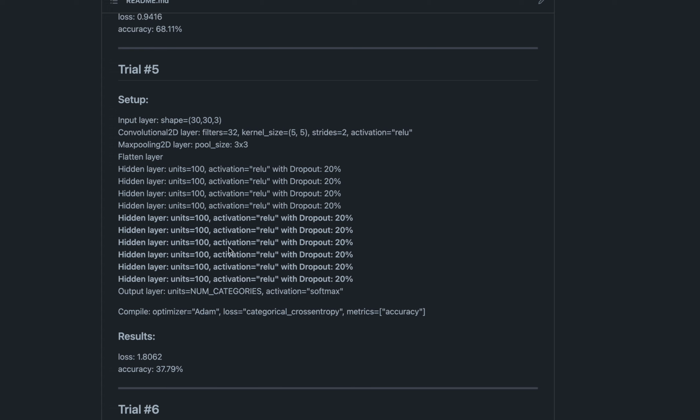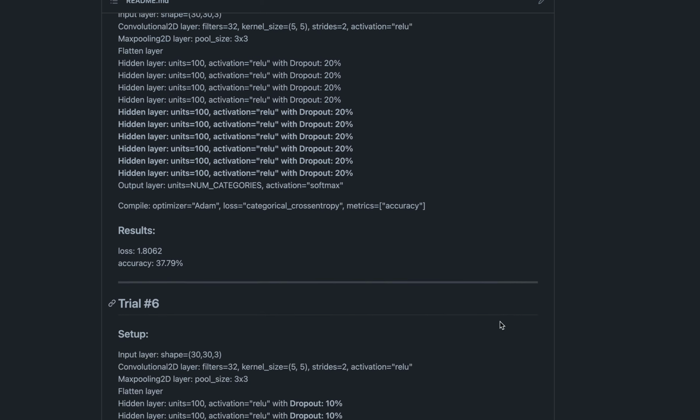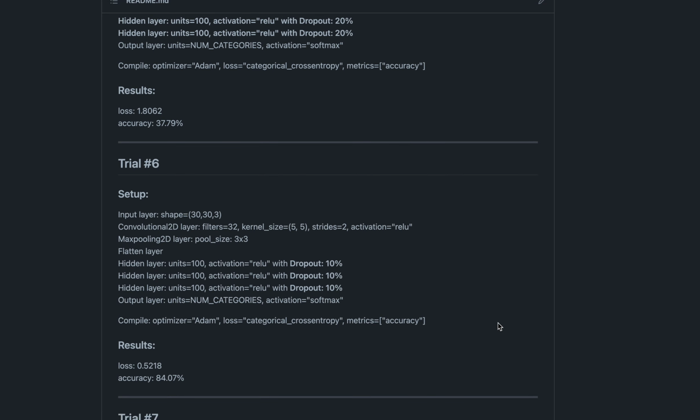For my next trial, I increased the number of hidden layers. I said, okay, I added 2 before. This time I'm going to add 6 more. Let's see how it affects the accuracy. The accuracy went down almost by half, to 37.79%. Then I thought maybe it's not about the hidden layers.